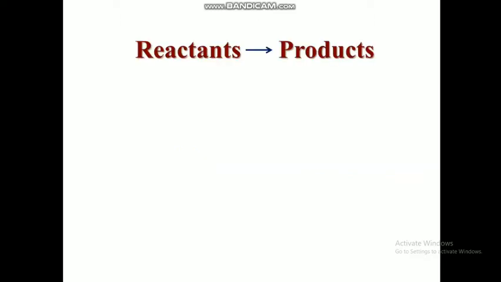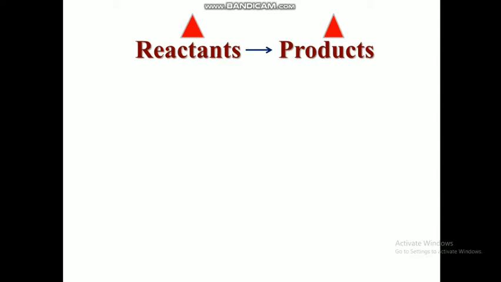If we consider a reaction, the usual format is reactants giving products. Both the reactants and the products will have an enthalpy value. Reactants together will have an enthalpy value, and products together will have an enthalpy value. The difference between these two will be the enthalpy of that reaction. That will be the enthalpy change carried out in a reaction.